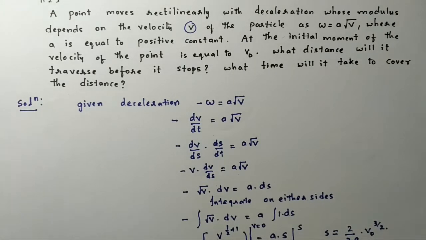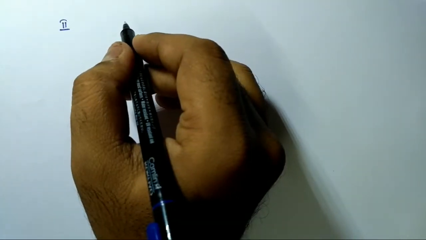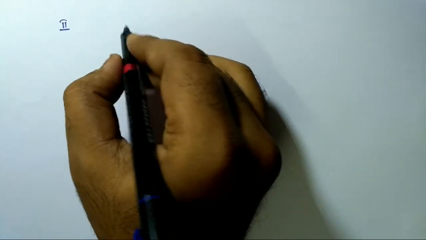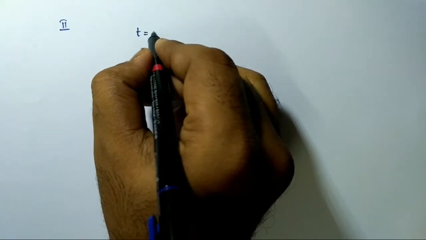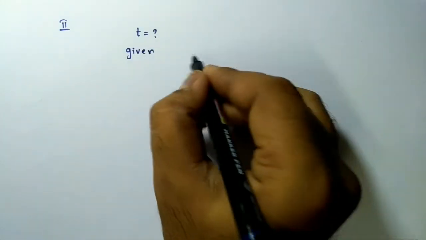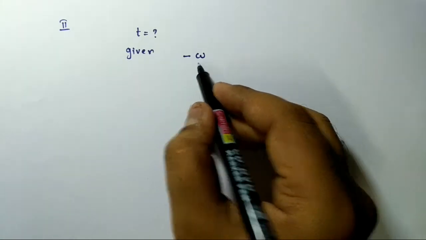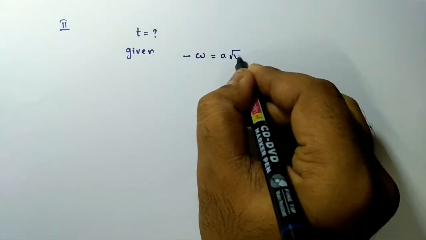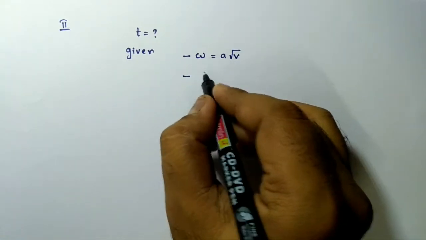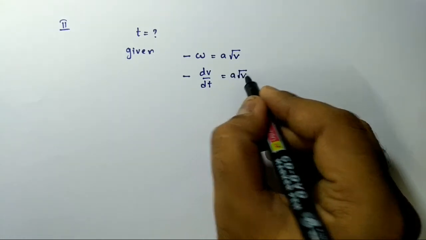I am continuing the second part of the question on the next sheet. The second part of the question is asking to calculate the time before it comes to rest. Given minus omega, where omega represents the deceleration of the object, that is equal to a under root of v. We know deceleration omega is equal to dv by dt, that is equal to a under root of v.